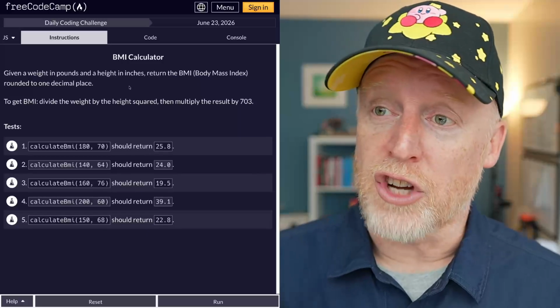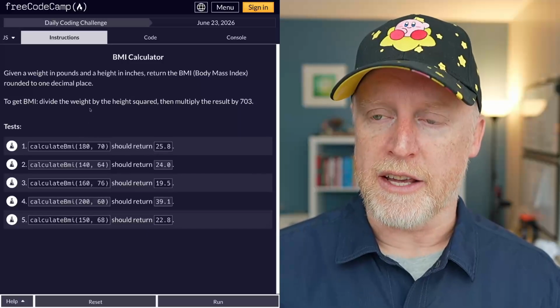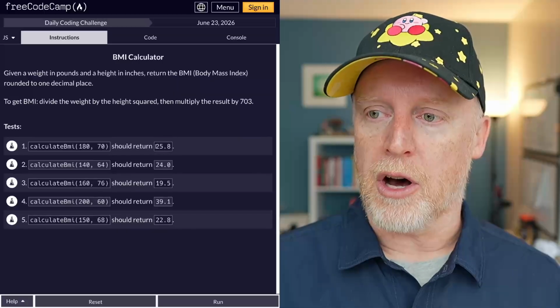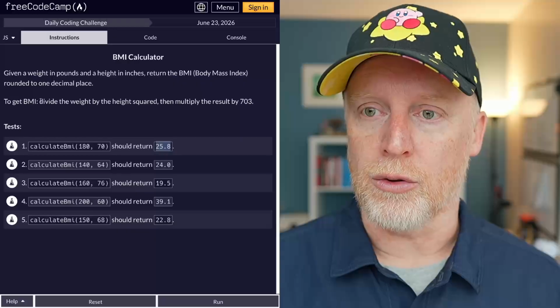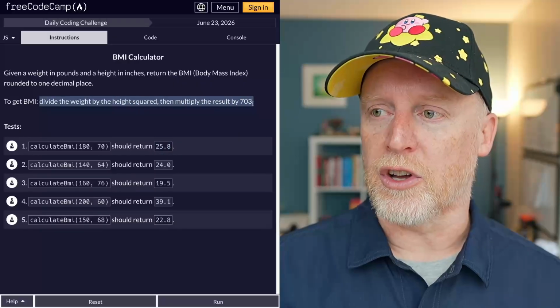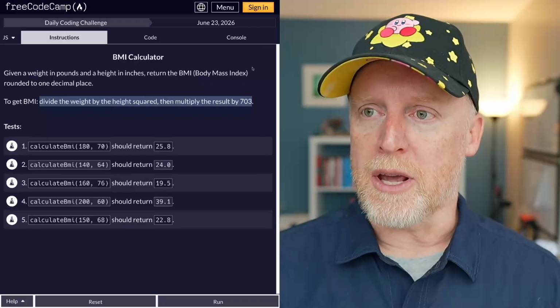Hello team, today's challenge is BMI Calculator, where we're given a weight and height in imperial measures, and we need to calculate the body mass index according to this formula. Divide weight by height squared, and then multiply the result by 703, right? Should be able to get that done pretty quick.